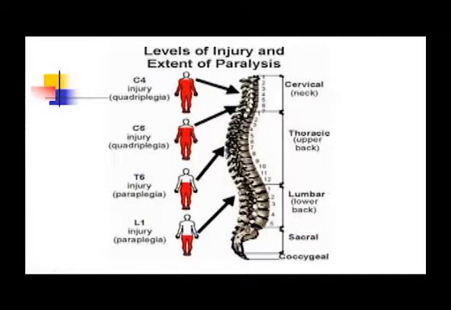So we have here again the levels of injury and extent of paralysis. Pag cervical ang affectation natin, quadriplegia. If there is lower cervical area, it's still quadriplegia. Pag thoracic naman, you will expect here paraplegia. So usually hindi affected ang upper extremities. Pag lumbar, also paraplegia.